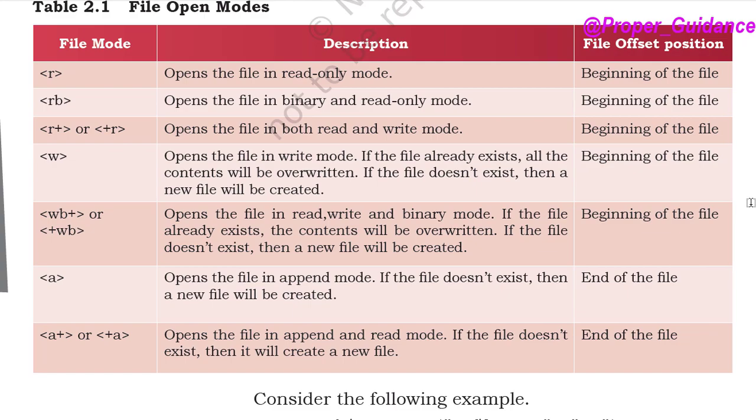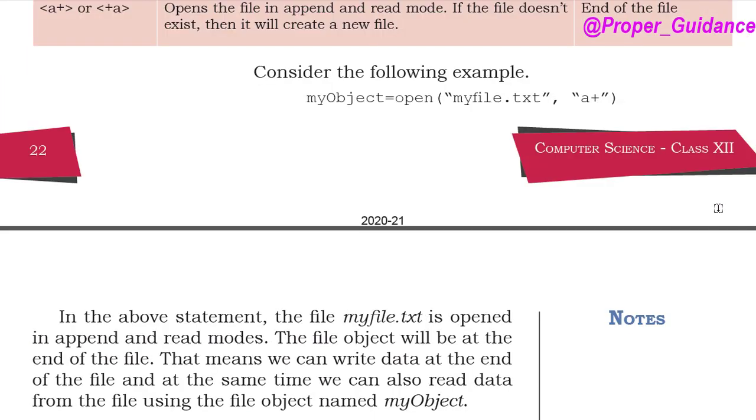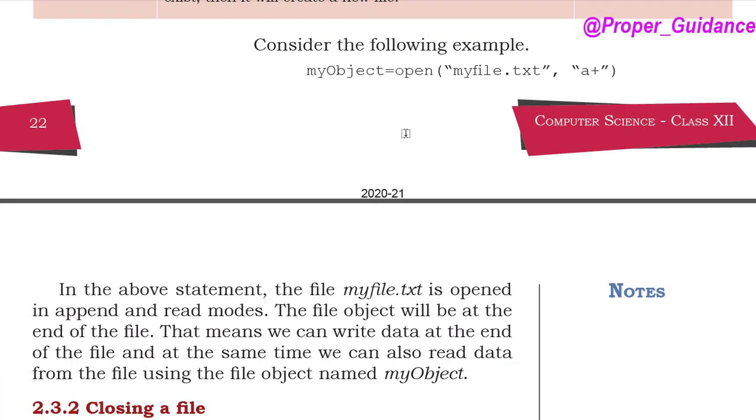A+ opens the file in append and read mode. If the file does not exist, then it will create a new file. Consider the following example: myObject = open("myfile.txt", "a+"). In the above statement, the file myfile.txt is opened in append and read modes.